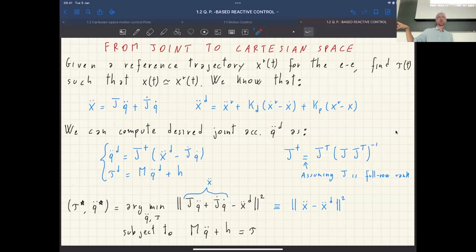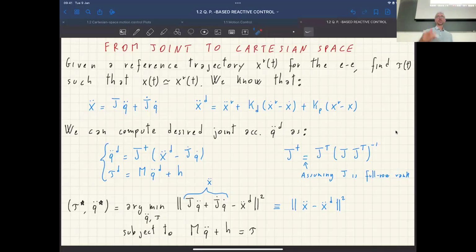dynamics of my system. That's also a very simple way to do Cartesian space control, which is different from the one that we saw last time. But actually, you can show that they are equivalent in certain situations. So let's try to do exactly that. We have this linear system of equations.